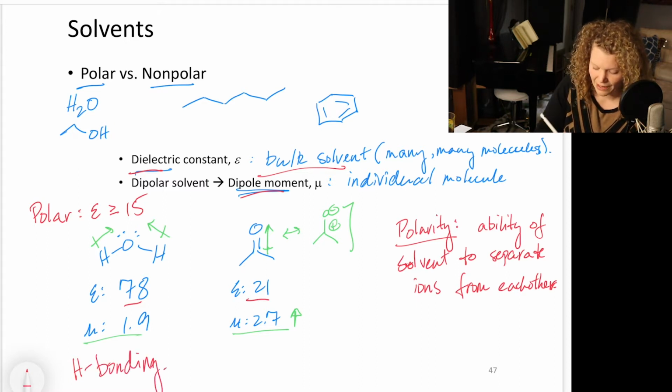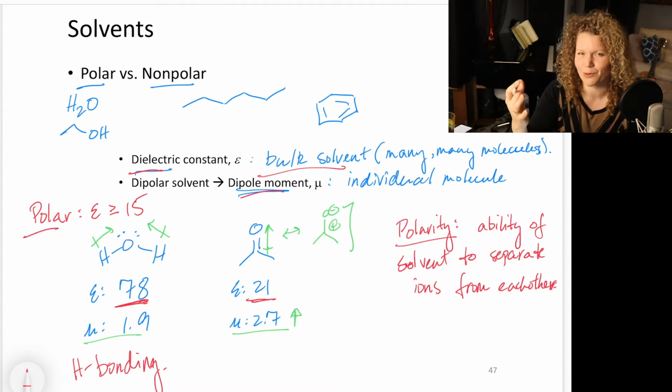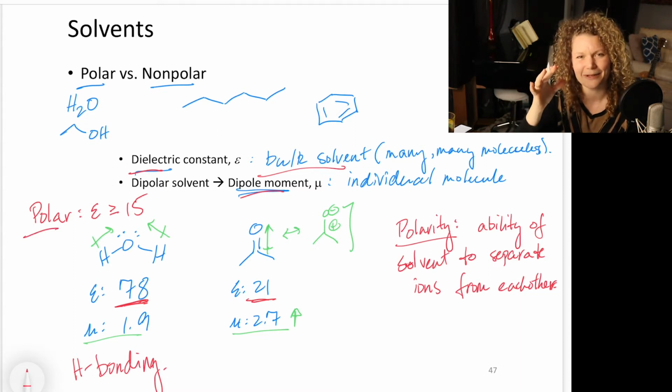And we'll talk more about that. But that's why water is so good at separating ions compared to acetone. But again, they're both considered polar. See how this can get really confusing.